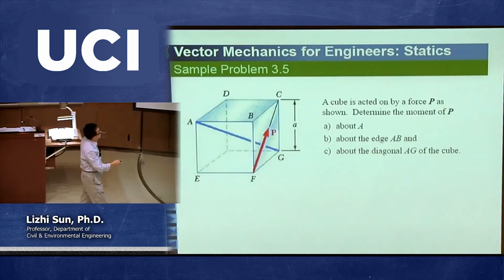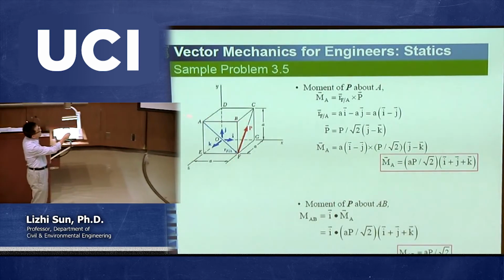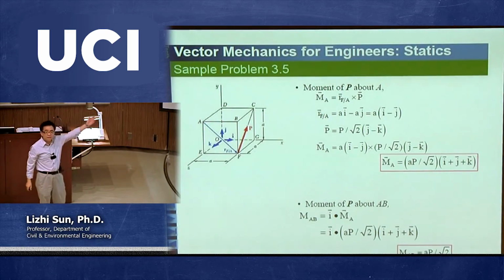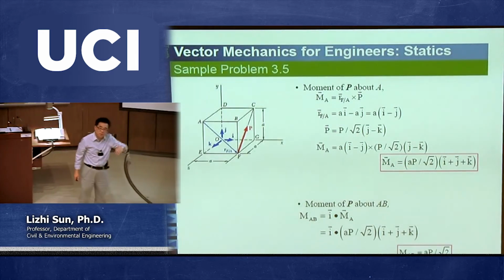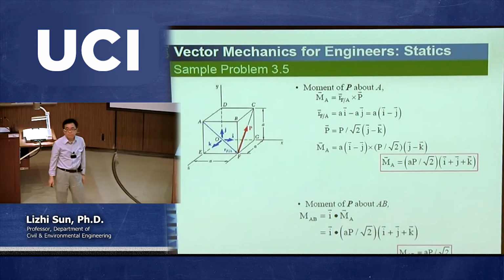So back to this one. What is the moment of this P about this given axis? We need to pick a point on this given axis. At least the example already gave us 2 points, right? You can pick point A or you can pick point B. It's really up to you. So let's say we pick point A.